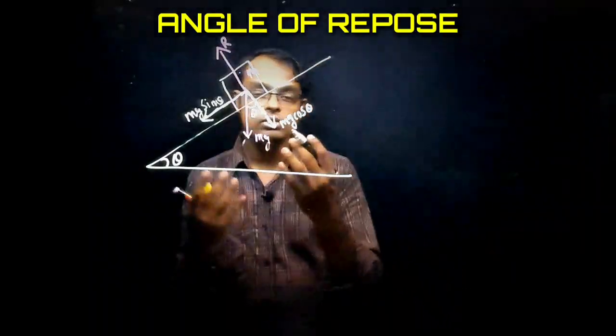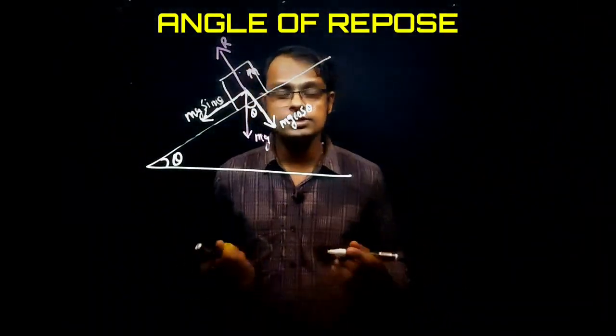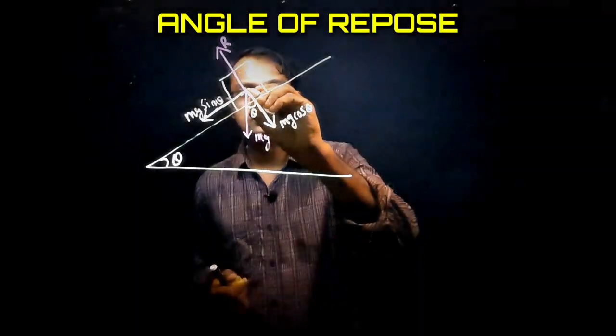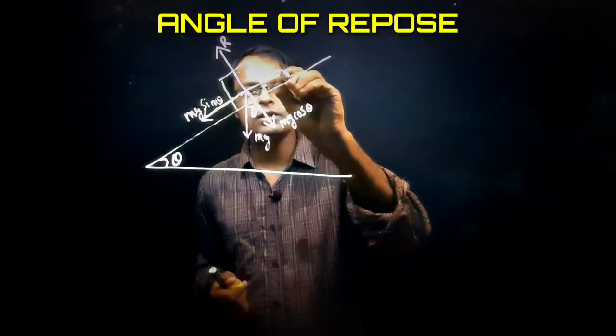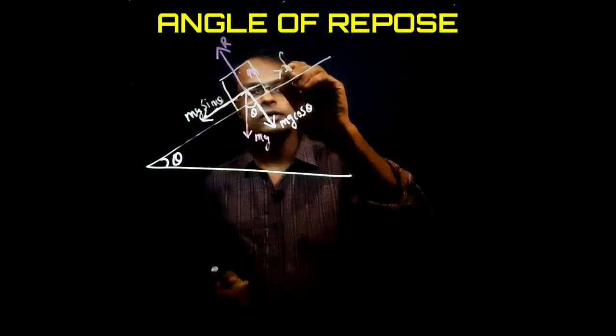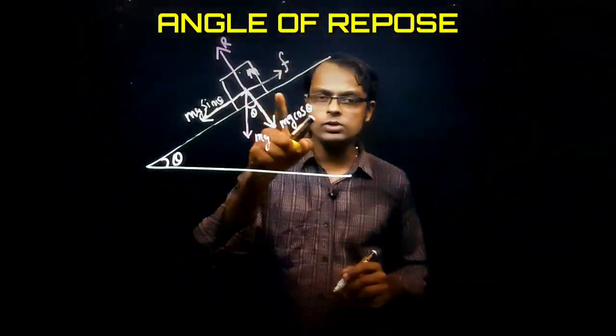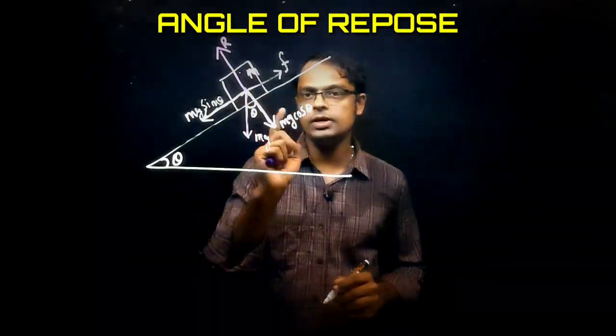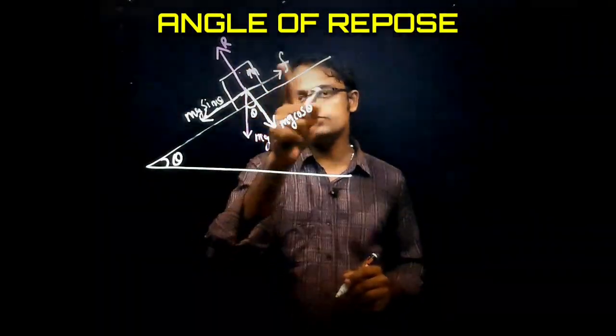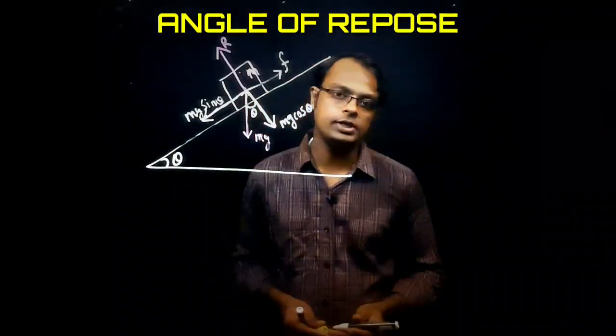Now you can see one more force is acting. What is that force called? Frictional force. Frictional force is acting on the surface here, right? In between the surfaces, but I have shown it here as a vector notation. Friction is acting in the opposite direction.